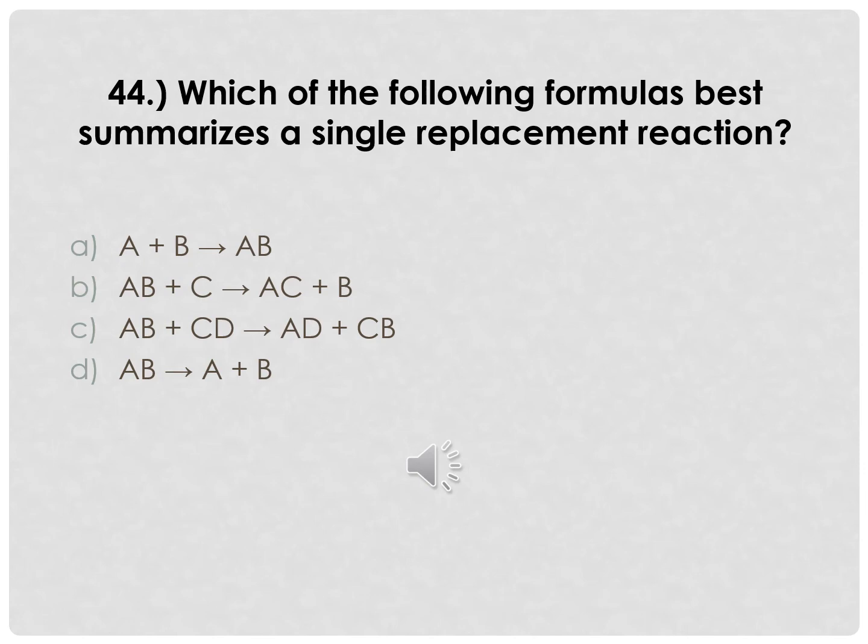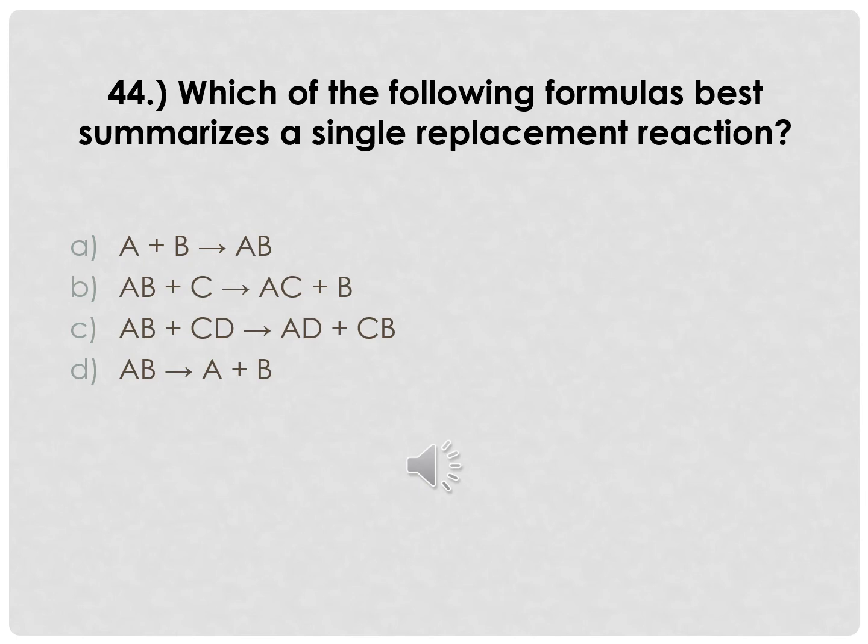Let's look at letter D for a second. That says AB is equal to A plus B. This is the opposite of what we saw for letter A. Here we're starting with a substance and then it's being broken down from the left side to the right. This is actually an example of a decomposition reaction.